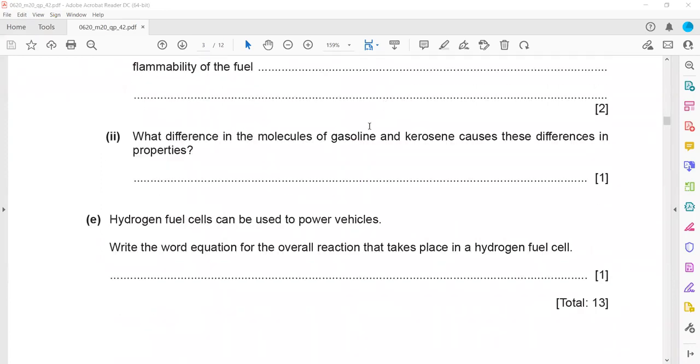A hydrogen fuel cell can be used to power vehicles. Hydrogen reacts with oxygen, so H2 plus O2 gives H2O. We have to write a word equation. So the word equation: hydrogen plus oxygen gives water. So this was from the May 2020 session.